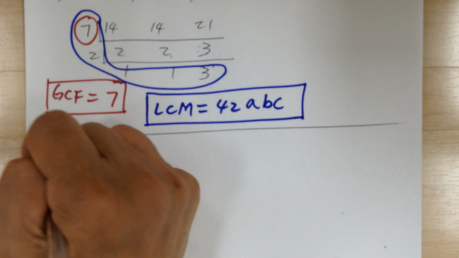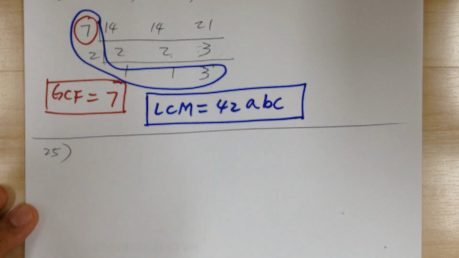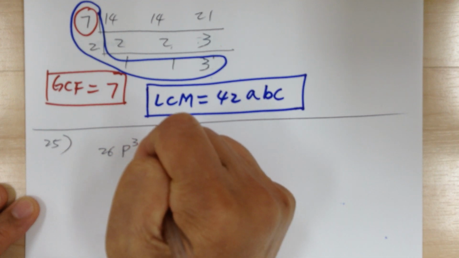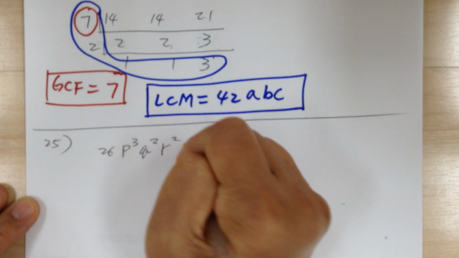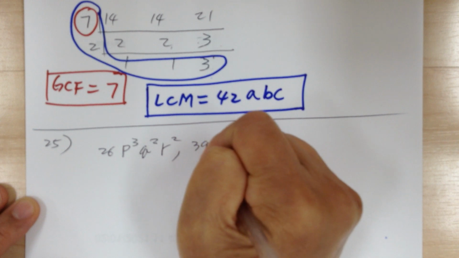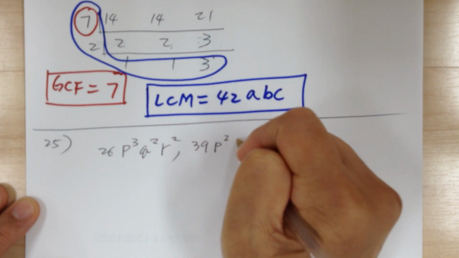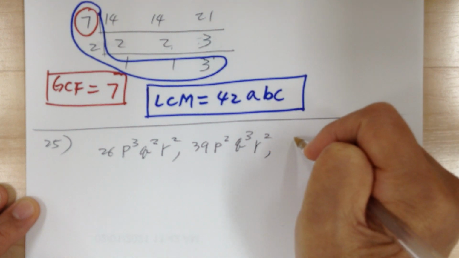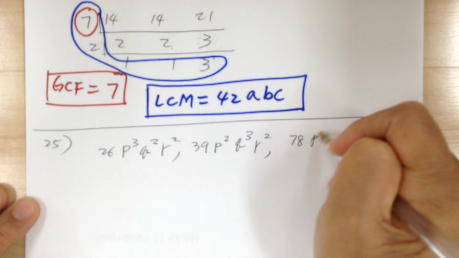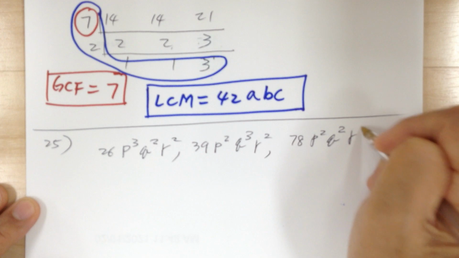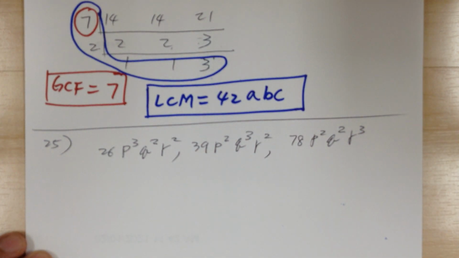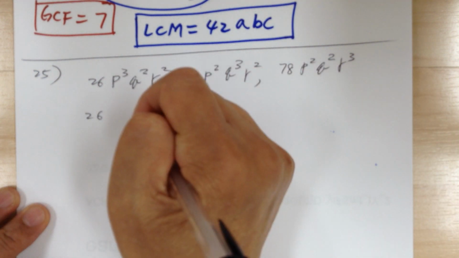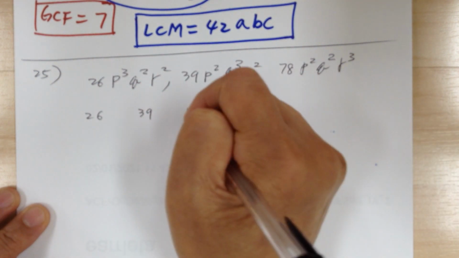Okay, next one. You got 26, p to the 3, q to the 2, r to the 2. You got 39, p to the 2, q to the 3, r to the 2. You got 78, p squared, q squared, r to the 3. Okay, so again, let's focus on the numbers. So you got 26, 39, and 78.